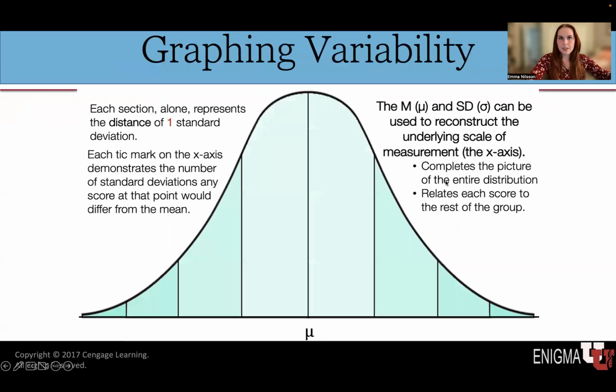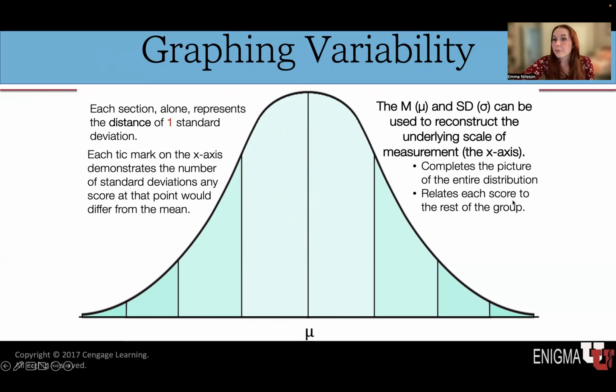Now let's look at how we can represent variability graphically. In this situation, the mean and the standard deviation, we can use them to reconstruct the x-axis essentially. Because when we have any type of graph of a data set, we're going to set the mean up in the middle. And then each section under the graph represents the distance of 1 standard deviation away. So if this is the mean plus 1 standard deviation, this is the mean plus 2 standard deviations, and this is the mean plus 3 standard deviations.